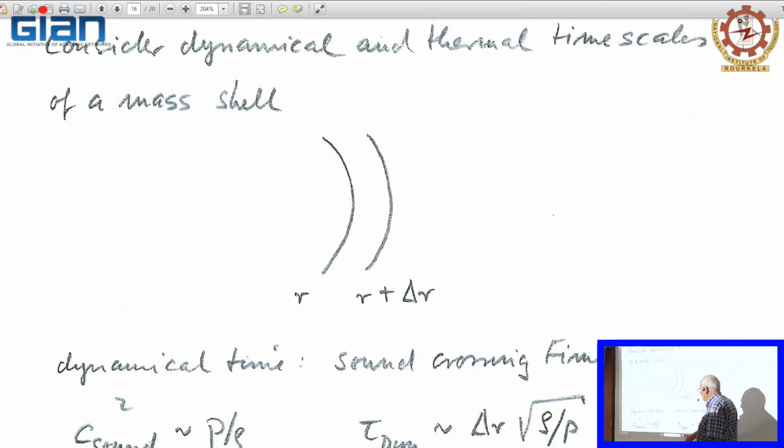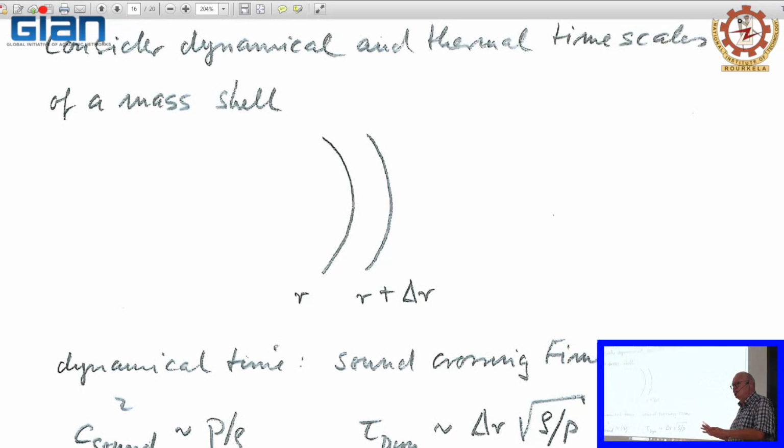Sound speed is given by sound speed squared is the ratio of pressure over density. These estimates are only order of magnitude estimates, so numerical factors of the order unity. The time for a sound wave to cross would simply be the distance which we have to cross divided by the sound speed. So the dynamical timescale can then be defined by delta R, which is the thickness of the shell, divided by the sound speed, which is the square root of p over rho, or multiplied by the square root of rho over p.